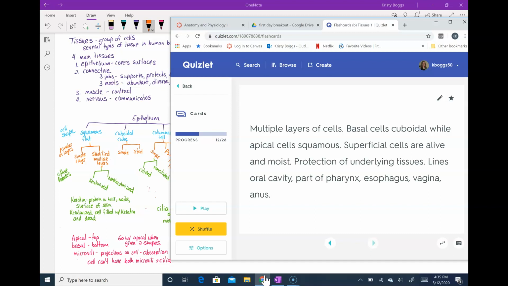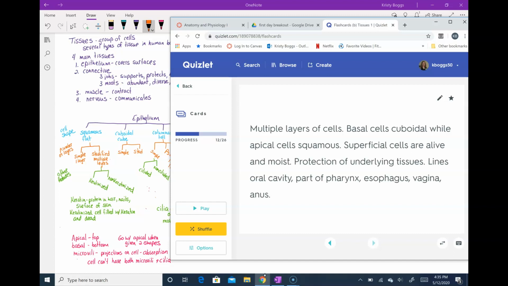Okay, multiple layers of cells, stratified. Basal cells cuboidal, while apical cells squamous. So now we have to come back down here to these rules. Remember, apical is top layer, basal is bottom layer. Go with apical when given 2 shapes. So we're going to say squamous. We always take the shape of the apical. So this is stratified squamous.